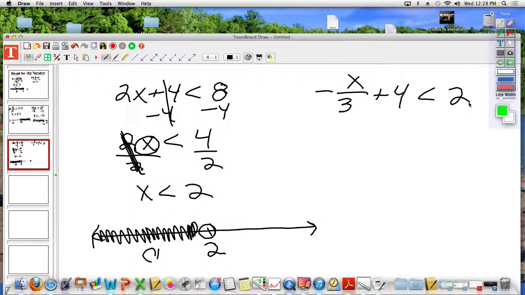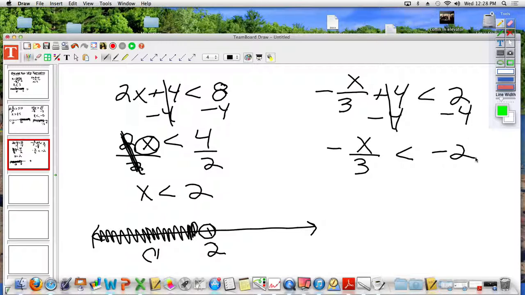Let's do negative x divided by 3, plus 4, is less than 2. What do you do first? Subtract 4. Yes, subtract the 4 first. Always get rid of what's added or subtracted before you get rid of what's being multiplied or divided. So first I'm going to subtract 4, then I have to subtract 4 from the right. So I am left with negative x over 3 is less than 2 minus 4, which is -2.